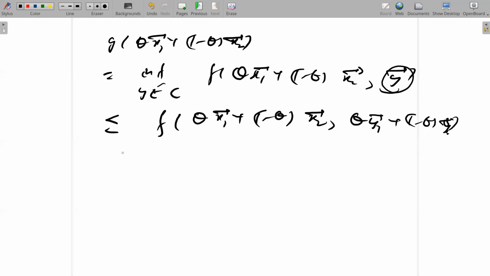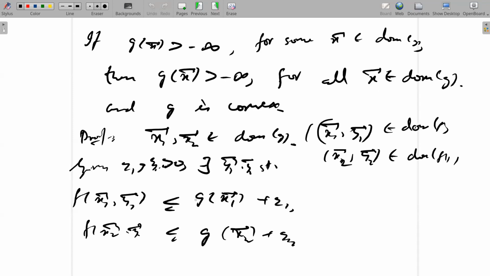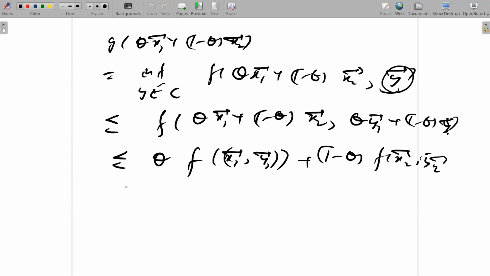And then here I can use Jensen's inequality. So this is less than or equal to theta times f of x1, y1 plus 1 minus theta f of x2, y2. But f of x1, y1 is less than or equal to g of x1 plus epsilon, right? So this is less than or equal to theta g of x1 plus 1 minus theta g of x2.